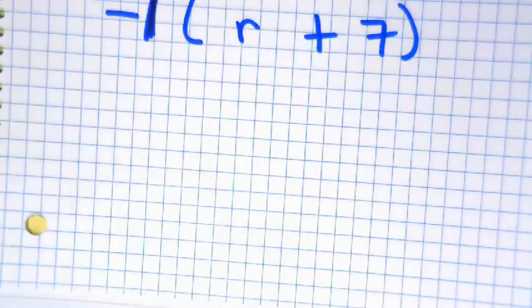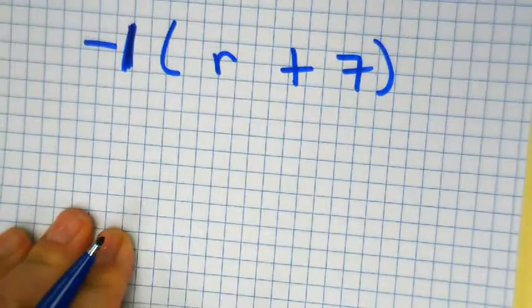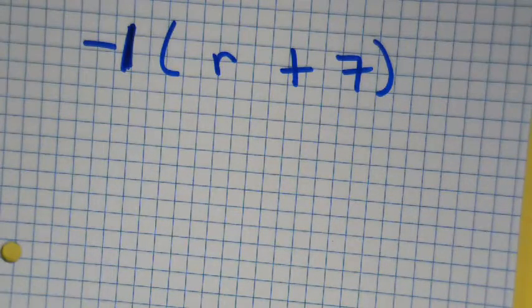All right, you do that one. -1 parentheses R plus 7. You do that one before I make it harder. What do you get? It's the same thing as we just finished doing. Literally go back to the one we just did and do the same thing.